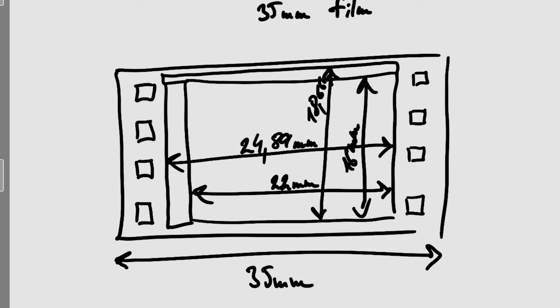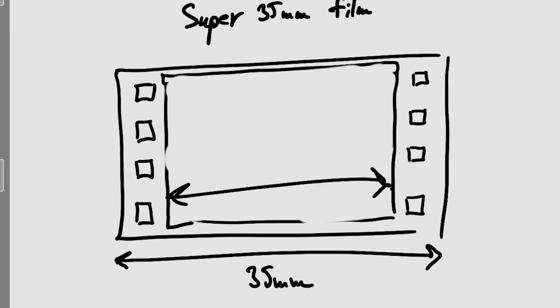This is getting a bit ridiculous, but we are still using more and more space of that film. So for super 35, we have 24, almost 25, so 24.89mm, and a height of 18.66. This is a standard super 35mm film.